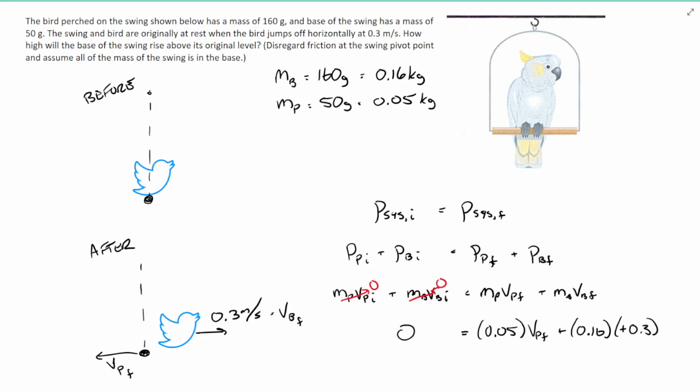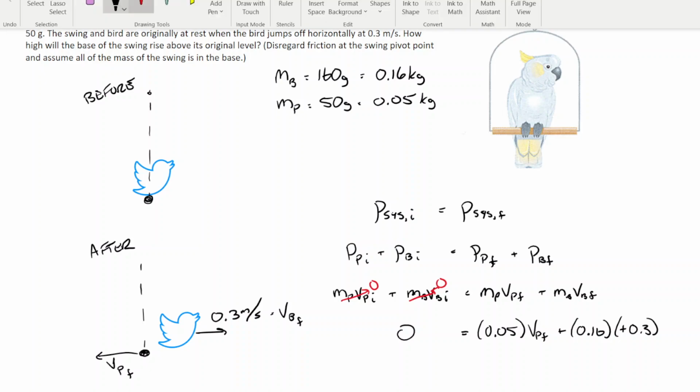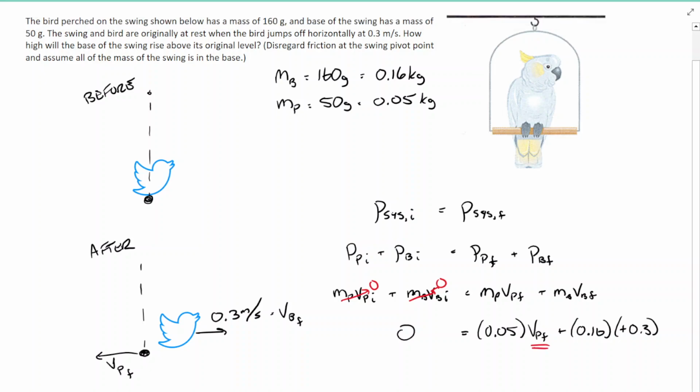So really, we've set up this equation, and we can do a little bit of algebra and solve for that final velocity of the perch. And that gets us going in the right direction. That tells you how fast it's going to be moving, and we'll have another step to go from there. So let's clean this up. Let's do a little calculation here.